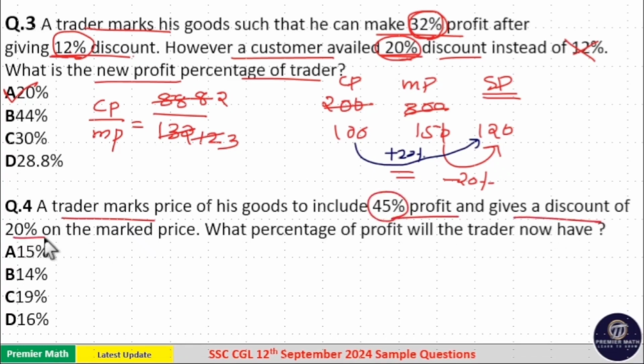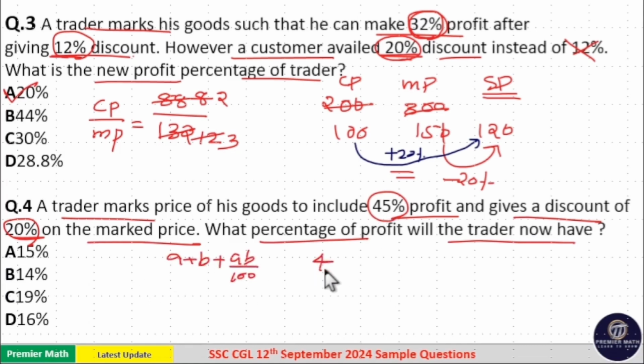Next is a trader marks his price of his good to include 45% profit and gives a discount of 20% on the marked price. What percentage of profit will the trader now have? You can use A plus B plus AB by 100 formula here. That is, here profit is 45%. We need to find out overall profit after giving discount of 20%.